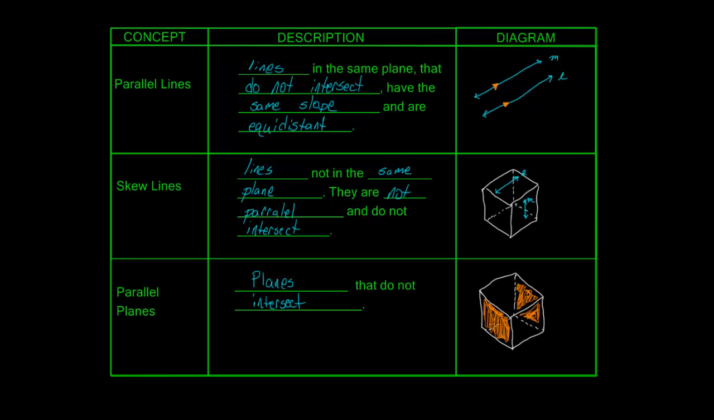That is what we're looking at in terms of parallel planes. We've got two planes that will never intersect. If they're not intersecting, they're going to be running side by side. You can imagine just a box. You've got the two opposite ends. If you continue on forever, they will never intersect.